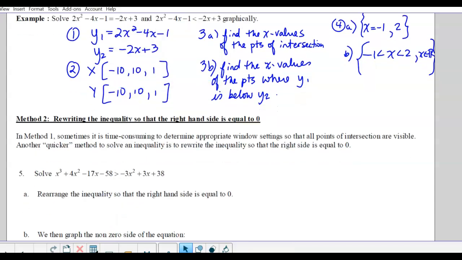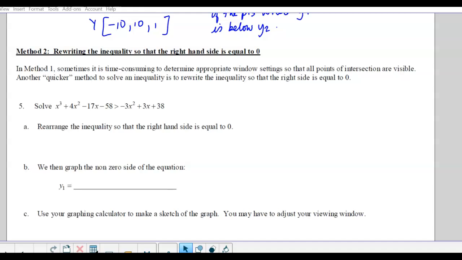Good. So let's try that again. Bring everything over. So we're going to have x cubed, 4x squared plus 3x squared is 7x squared. Negative 17x minus 3x is minus 20x. Negative 58 minus 38 is negative, what, 96, I think? Yep, greater than 0.